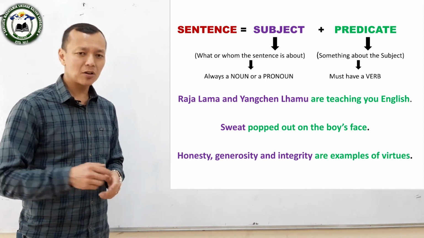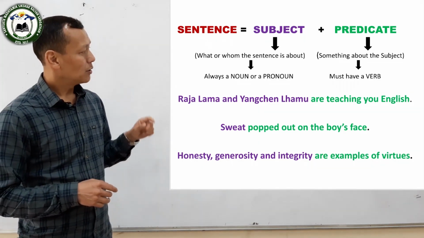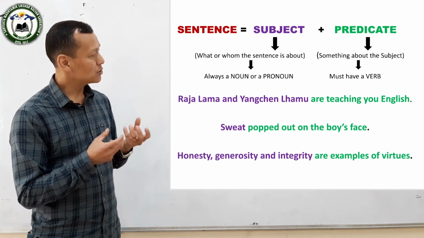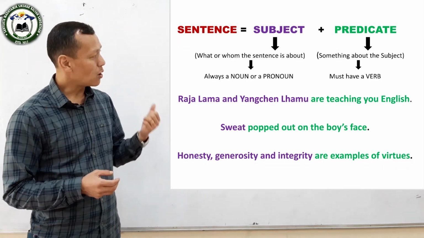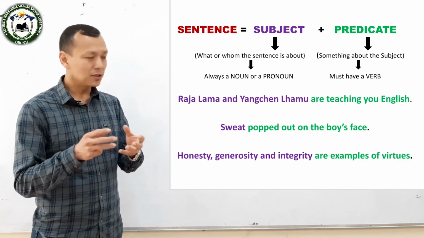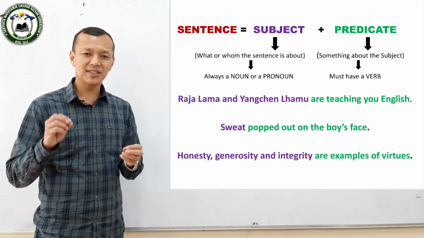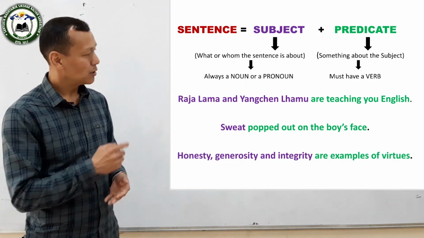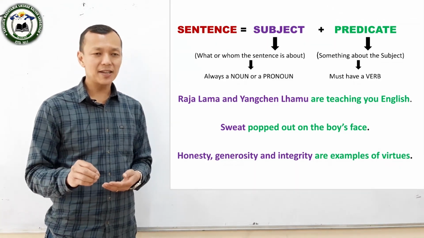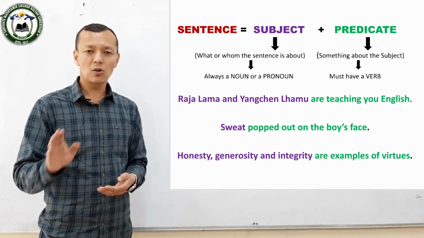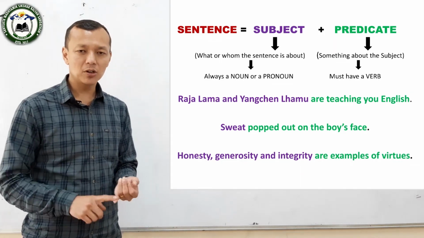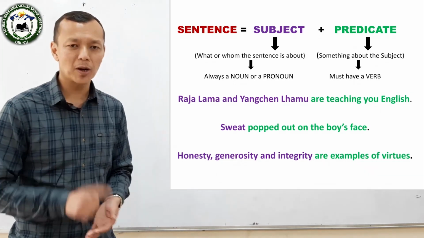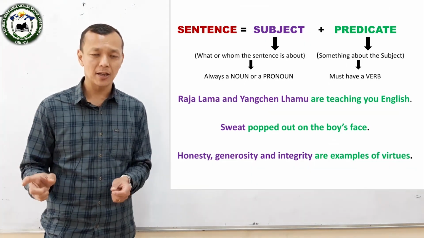Subject is that part of the sentence which talks about somebody or something. What or whom the sentence is about is explained by the subject of the sentence. The subject of a sentence is always a noun or a pronoun. You cannot have a verb, an adjective, a conjunction, an interjection or a preposition as the subject of a sentence.